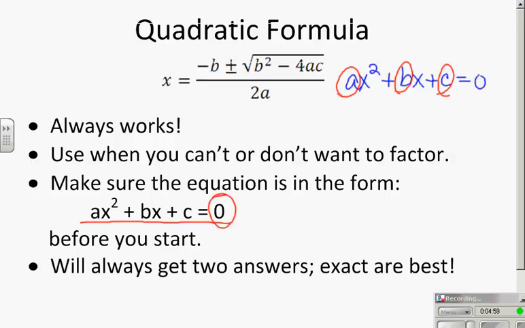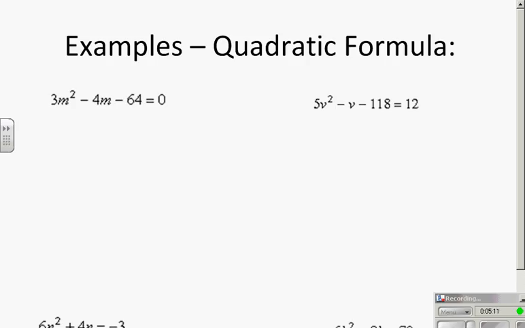And you will always get two answers. Exact answers are best. So you now can handle that radical piece as a radical and give it an exact form. So let's look at some examples. So 3m squared minus 4m minus 64 equals 0. If it factored, great. If it doesn't, I don't care at this point. We're going to say that a is 3, b is minus 4, and c is negative 64.